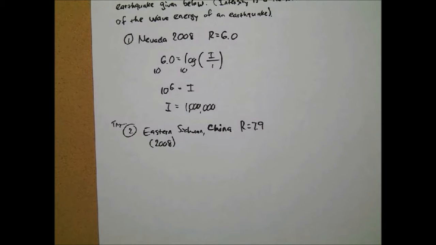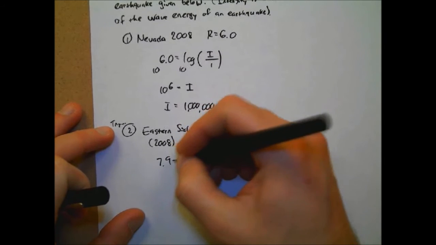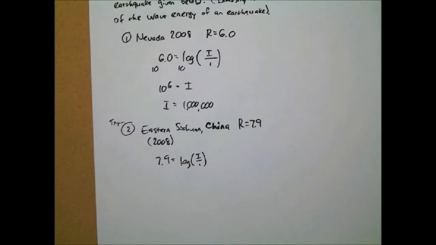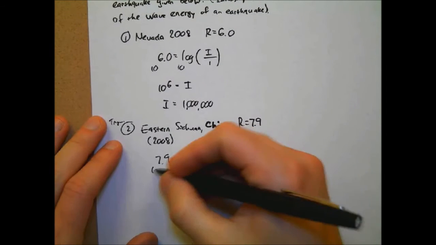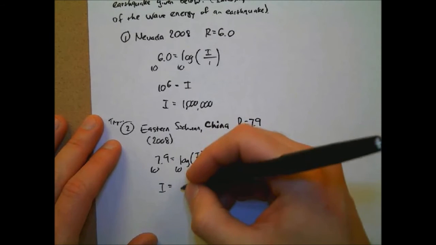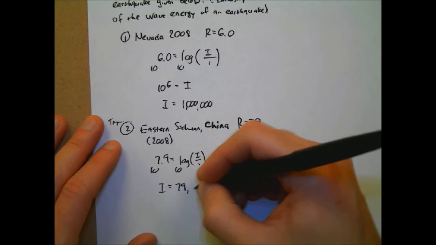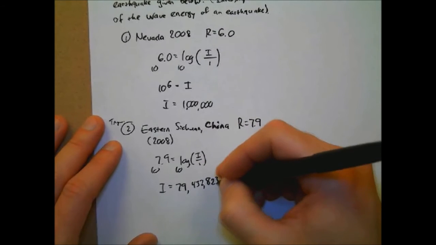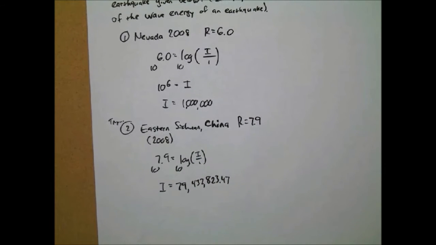Huh. Yeah, okay. I'll try and get some units for this, but anyway. So Eastern Sichuan, 7.9. Okay, we'll still do the I over 1 there, and we'll raise 10 to the power of each side. And so you should get an intensity of 79,432,823.47. Yep, talking about earthquakes here.